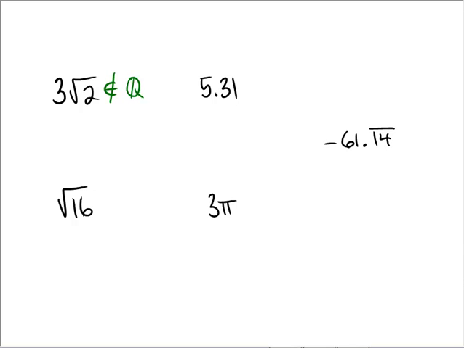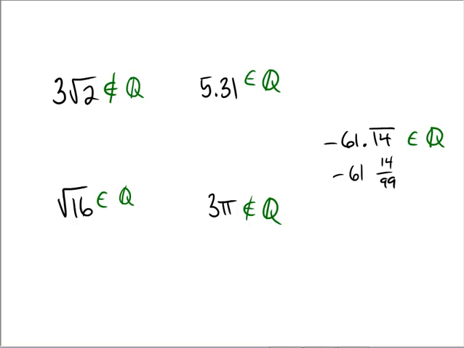Square root of 16, however, is rational. In fact, it's 4. 5.31 is rational. It would be 5 and 31/100ths, or 531 over 100. 3 pi is not rational because pi itself is not a rational number. And finally, this one is a decimal that repeats, so it is rational. And for those who are playing along, if you're curious, it's negative 61 and 14 over 99. Hopefully you got those 5 right.